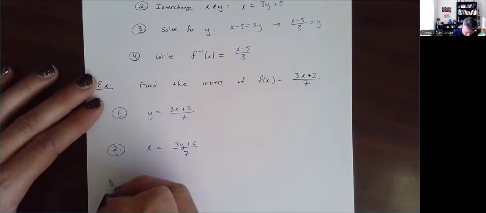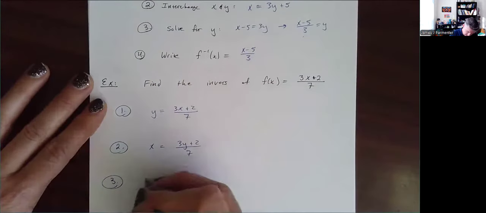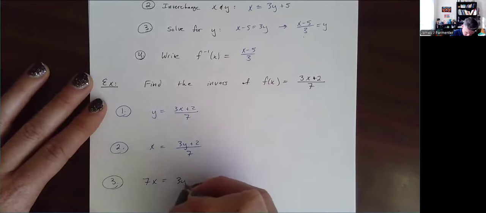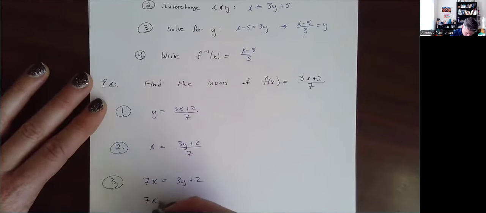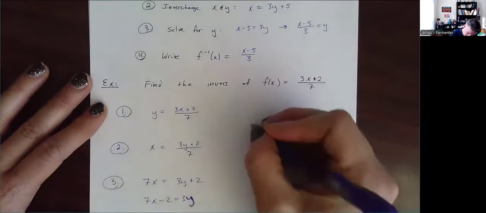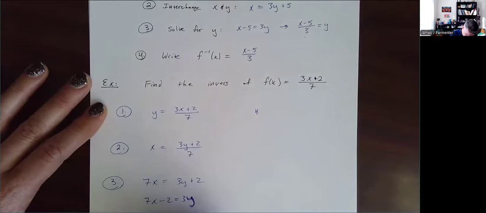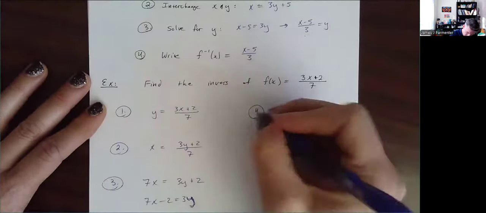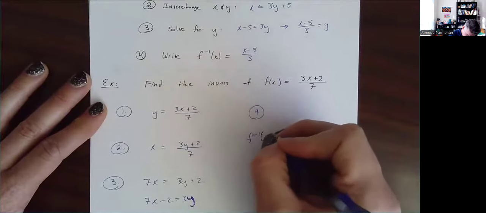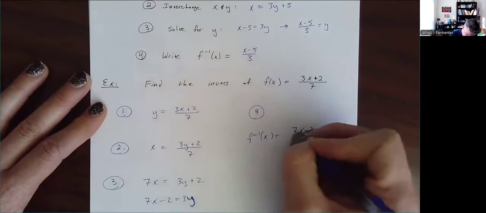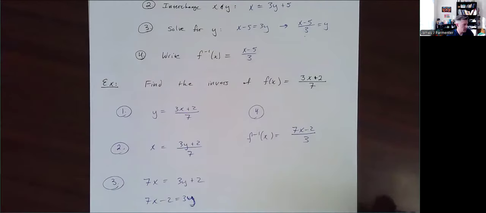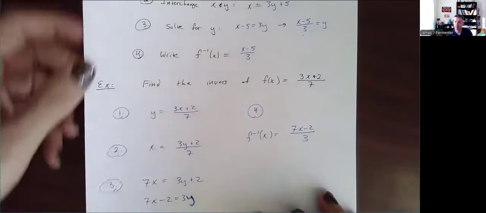The next step is where you actually do the work. We're going to solve for y. So I'm going to multiply both sides by 7. So 7x equals 3y plus 2. Subtract 2 from both sides. So 7x minus 2 equals 3y. Sorry, I'm not done with step 3. Divide by 3. So 7x minus 2 divided by 3 equals y. And then finally, we're going to write this as f inverse of x equals 7x minus 2 divided by 3, just like we knew it was. Here, we'll do 4 or 5 more examples of this because it's an important thing to be able to do.